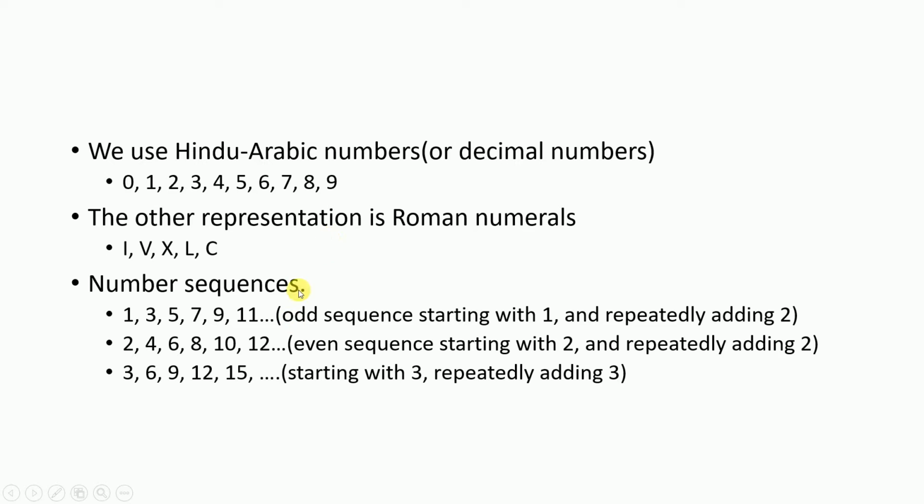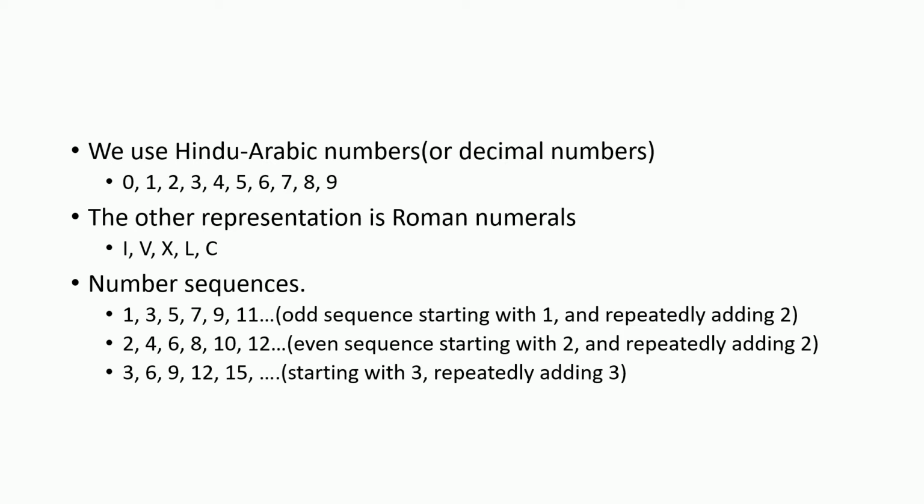I have listed a few number sequences. This odd number sequence starts with 1, then we go on repeatedly adding 2. So 1 plus 2, 3, 3 plus 2, 5, it goes on like that. Then we have the even number sequence which starts with 2 and we go on adding 2. 2 plus 2, 4, 4 plus 2, 6, it goes on up to infinity. Infinity is not a number, it just says the sequence doesn't end, it is an endless sequence.